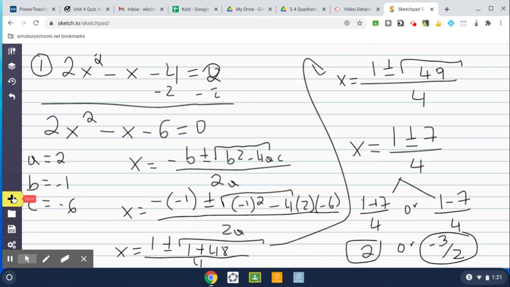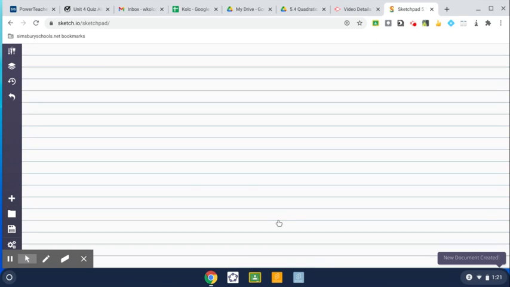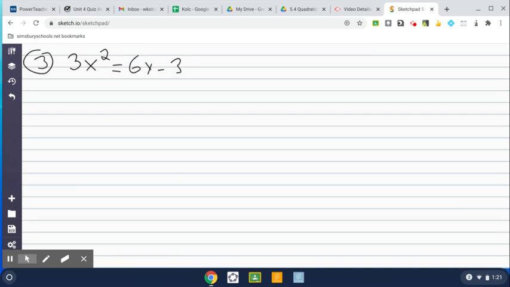Okay, let's try another example. So example number 3 is 3x squared equals 6x minus 3. Okay, so first thing you have to do, you have to rewrite this in standard form.